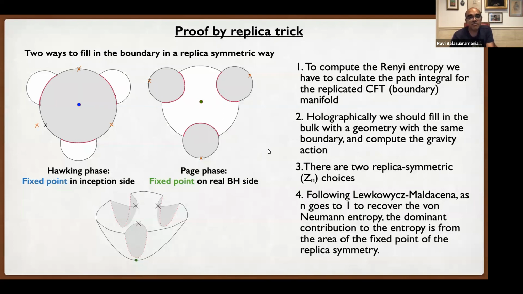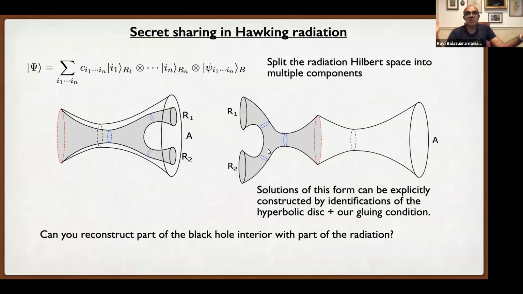So now we can have some fun with this prescription and talk about some fun things. I'm going to do that and then try to delve deeper into what all of this might actually mean. So here's one thing you could do. You could ask in what way is the secret of the interior of the black hole stored in the Hawking radiation? So for example, if I take part of the radiation in this model, can I recover part of the interior? So here's one way of thinking about it.